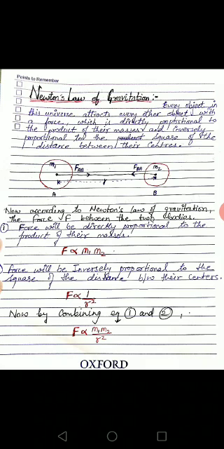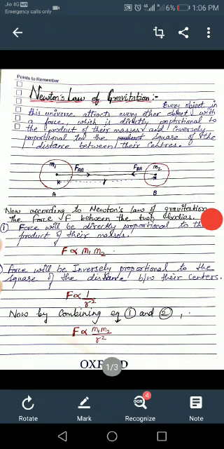As two bodies have greater masses, there will be a greater gravitational force, and as they have lesser masses, there will be a lesser gravitational force between the two bodies. Force is inversely proportional to the square of the distance between their centers. As the two bodies have less distance between them, there will be a greater gravitational force, and as they have a greater distance between them, there will be a lesser gravitational force between the two bodies.